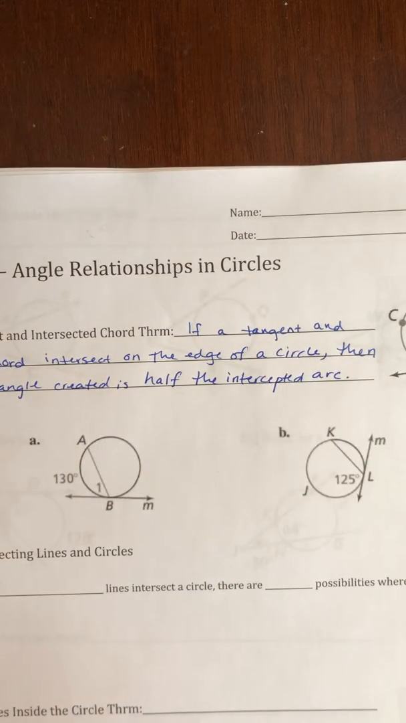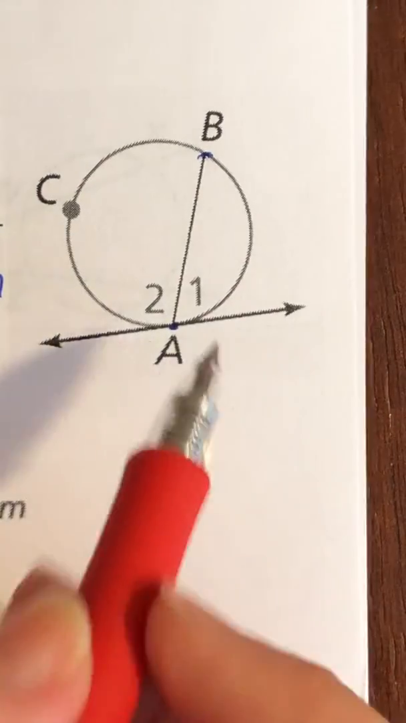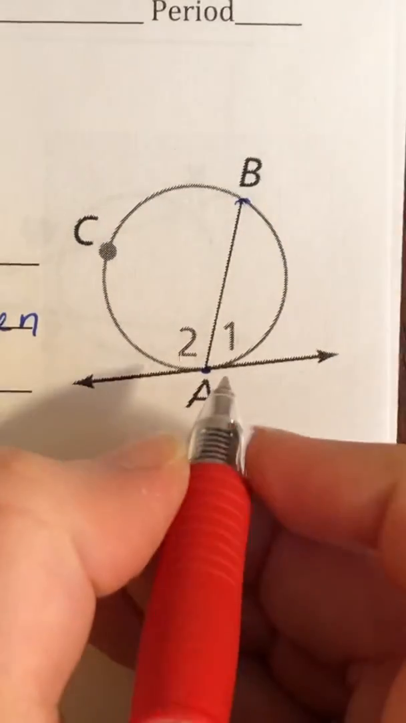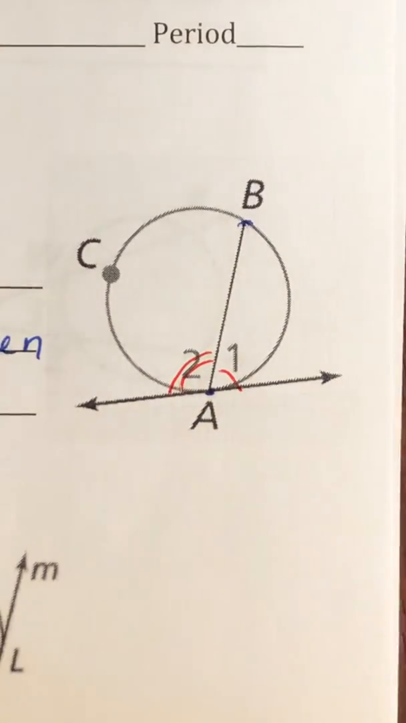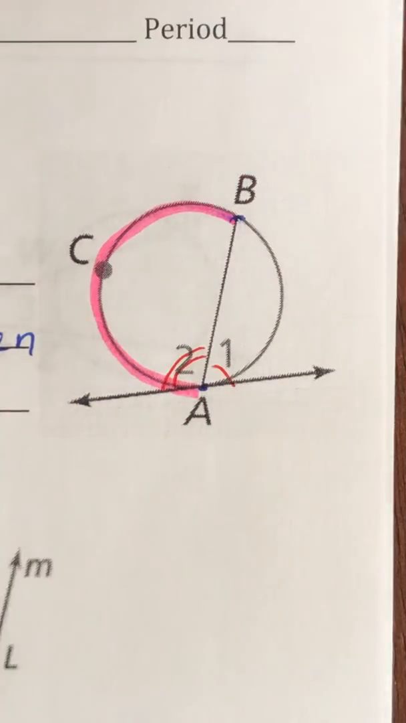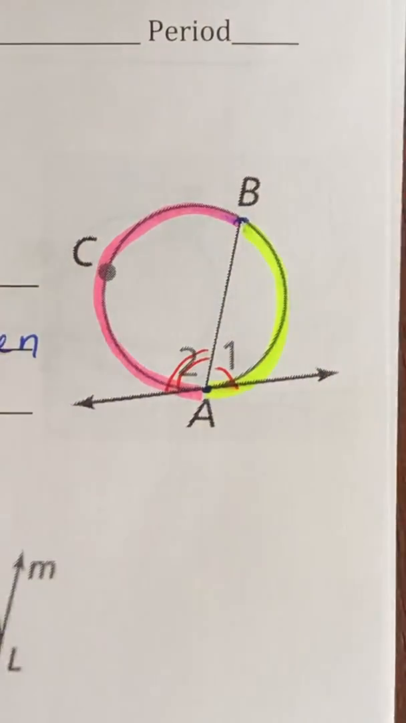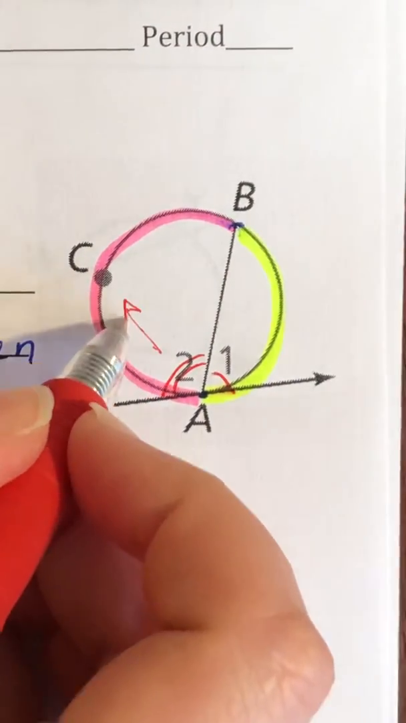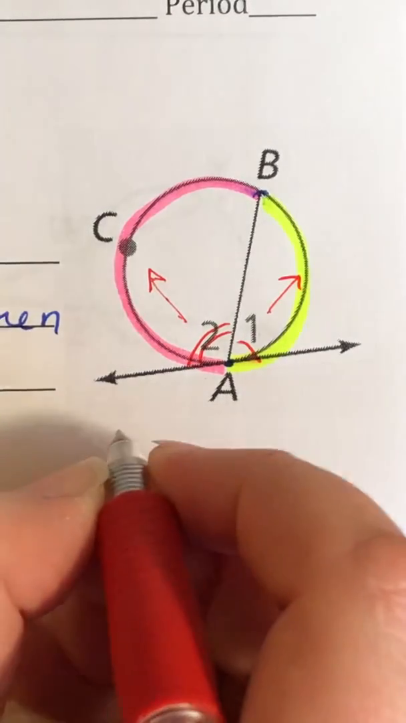So what am I talking about? If they intersect, they create an angle, and that angle is half the intersected arc. Here, these are the two angles that have been created, angle 1 and angle 2. The arcs they're talking about are here and here. These are the intersected arcs. Angle 2 is talking about the pink one, and angle 1 is talking about the yellow one. So they're half the intersected arc.